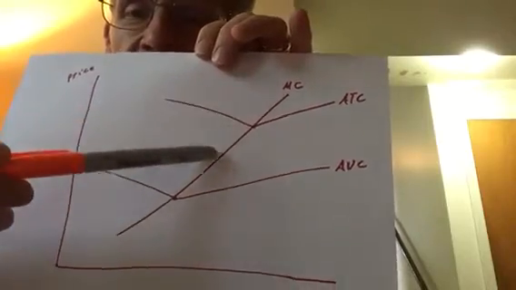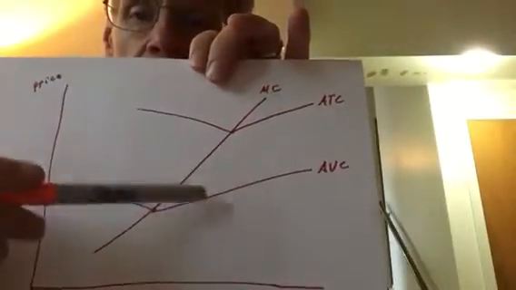Now, it's not beating ATC. It's still a loser. It shouldn't get excited here. It still should walk around saying, I suck, I'm a loser. But it's at least beating variable cost.